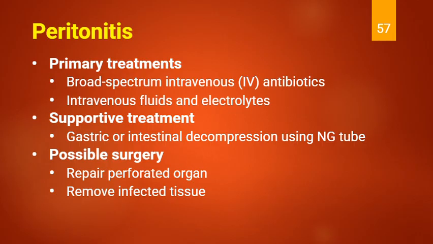Treatment of peritonitis focuses on controlling infection, stabilizing the patient, and correcting the underlying cause. Patients usually receive broad-spectrum intravenous antibiotics to treat the infection. Intravenous fluids and electrolytes are also administered to restore circulation and maintain hydration. A nasogastric tube may be inserted to decompress the stomach and remove fluid or gas, which helps reduce abdominal distension. In many cases, surgery is required to repair the underlying problem, such as closing a perforation or removing infected tissue.